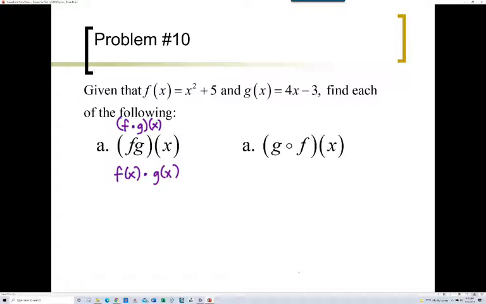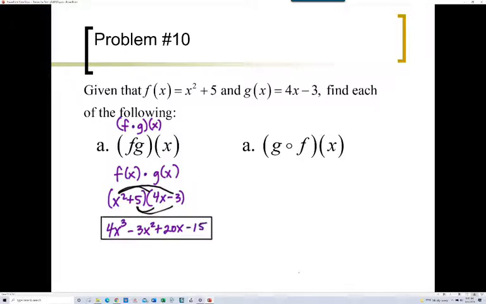In this case, we have a binomial x squared plus 5 times the binomial 4x minus 3. Normally, we just put our parentheses next to each other. That indicates we're going to multiply. So we're going to FOIL this out. X squared times 4x is 4x cubed. X squared times a minus 3 is a minus 3x squared. 5 times 4x is 20x. And 5 times a minus 3 is going to give you negative 15. Notice we don't have any more work to do there.